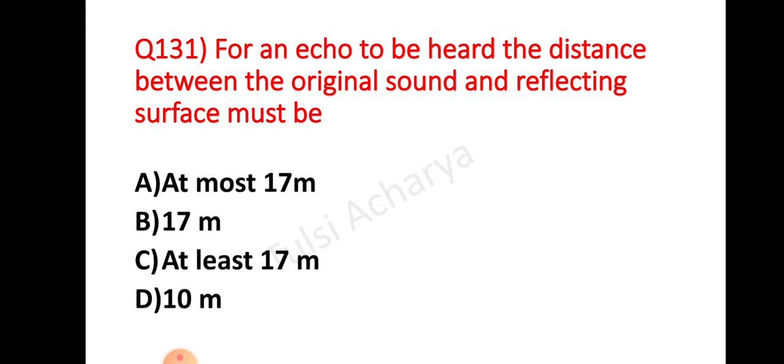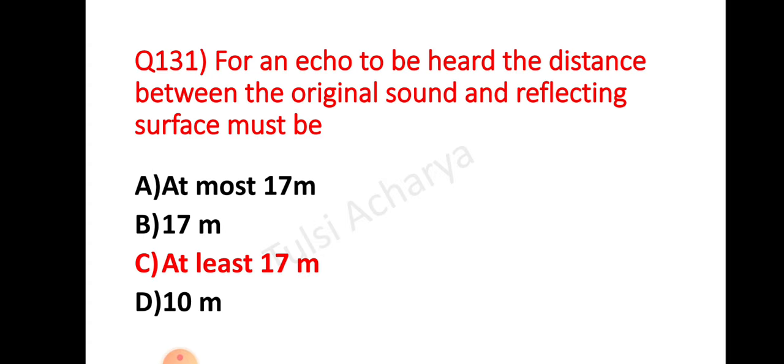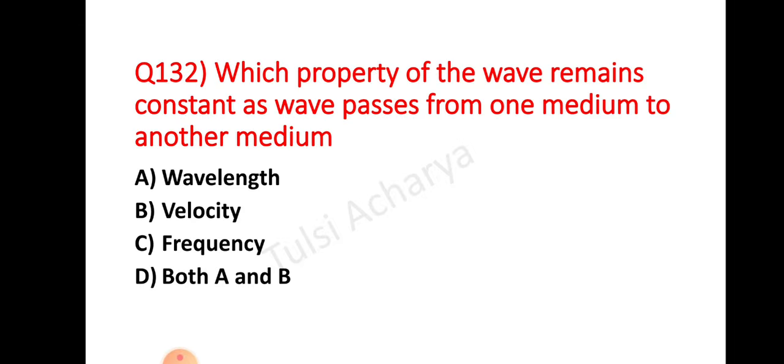Now let's move to question number 131. For an echo to be heard, the distance between the original sound and the reflecting surface must be at least 17 meter. That is option choice C. Now let's move to question number 132. Which property of a wave remains constant as the wave passes from one medium to another? The property that remains constant is frequency. So frequency is known as the fundamental property of a wave.